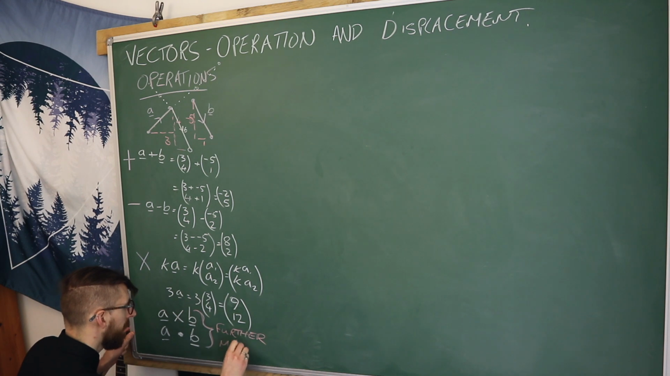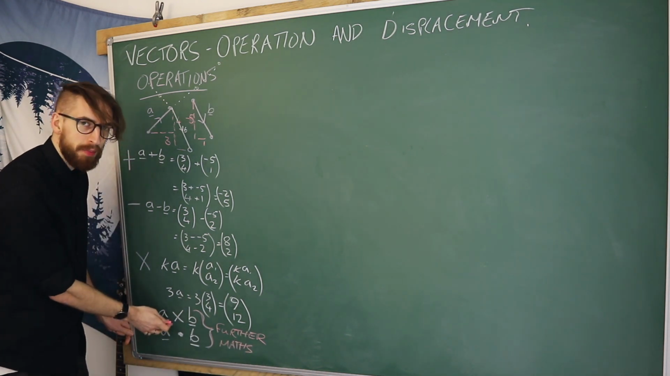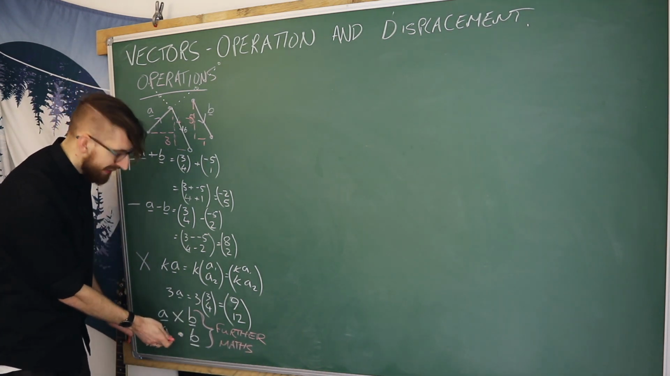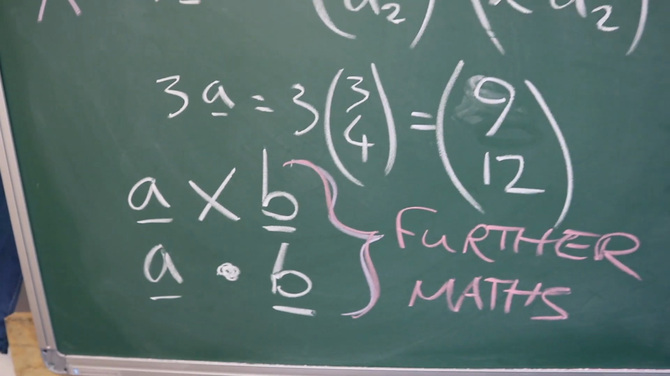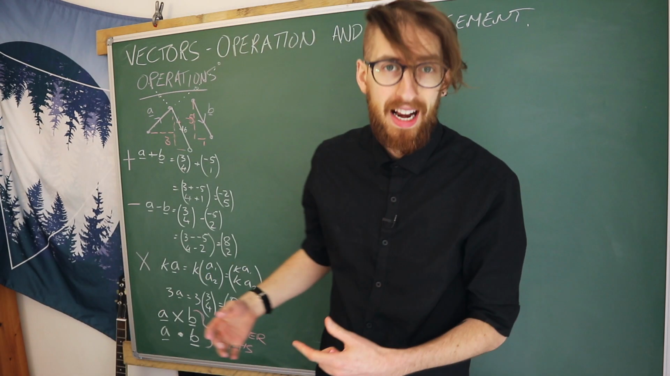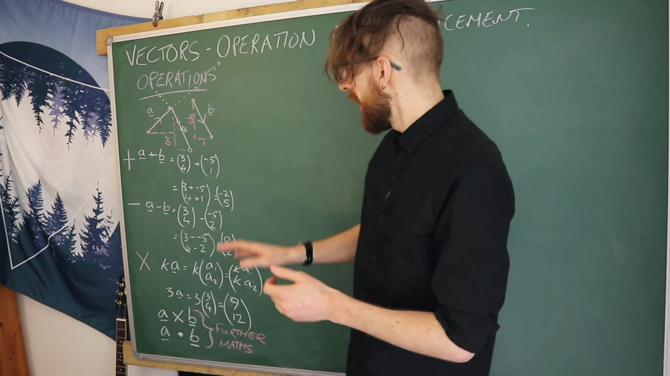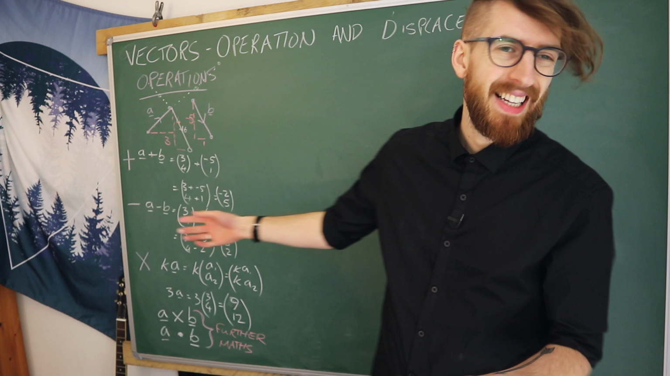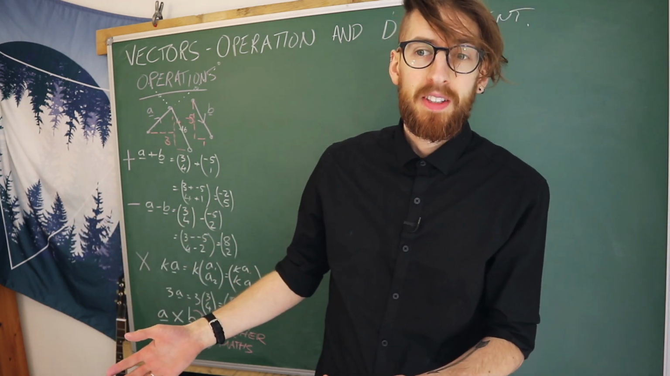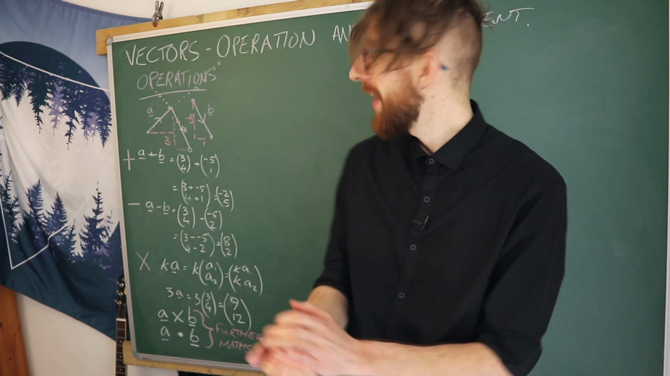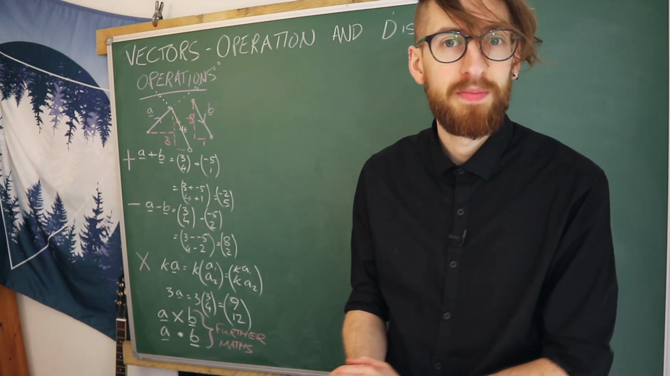Right, so this one is called the cross product. This gives you a vector at the end. This is called the dot product. It gives you a scalar quantity at the end. Really, really useful, but not in A-level normal maths. So we've done times. Same as times, we can't really do divide. So yeah, we're just not going to do divide. And that is the operations.